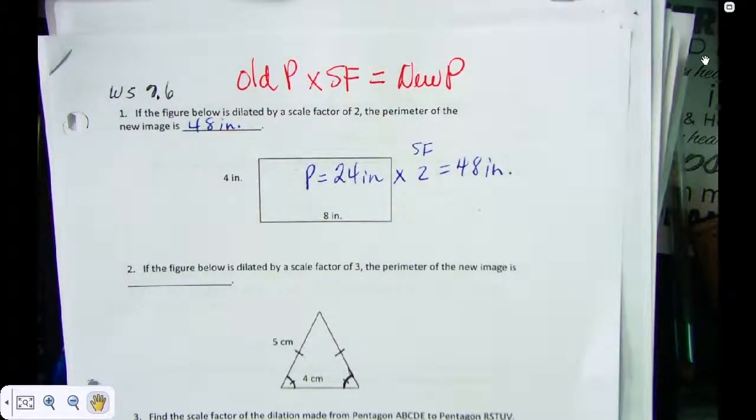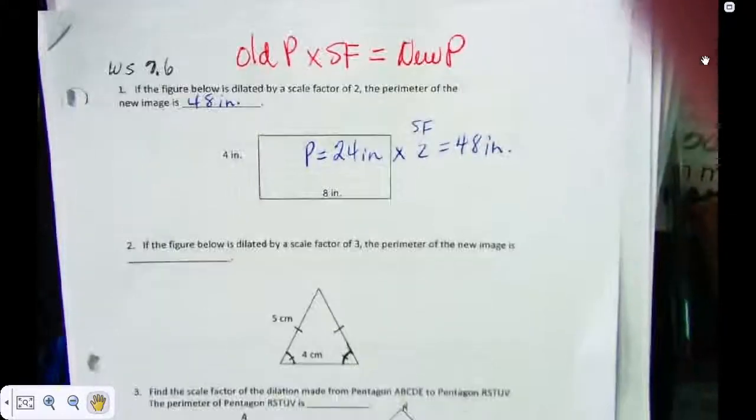Inches is the only abbreviation with a period because of the word in. Okay.